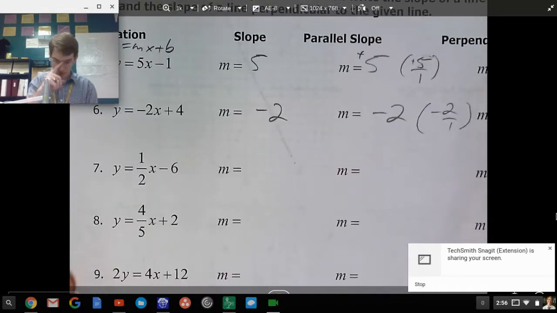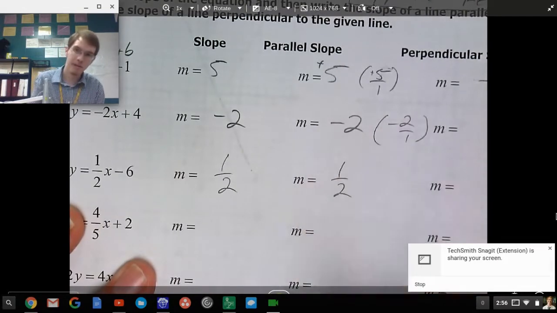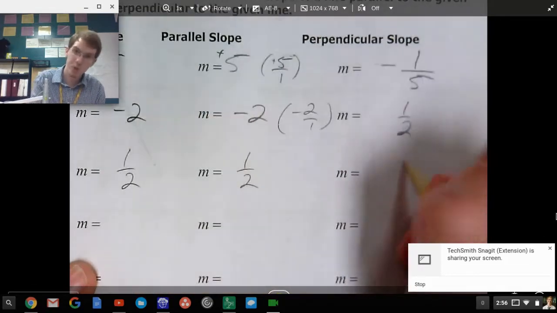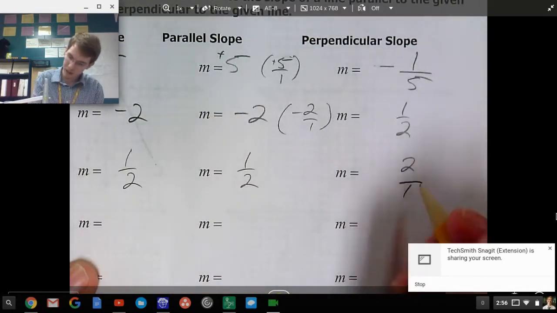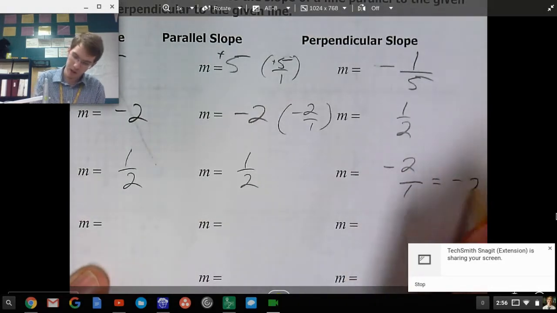Okay. Number 7, the slope is 1/2. So the parallel slope is also 1/2. For the perpendicular, take that fraction, flip it over, 2 over 1. Change it from positive to negative. So negative 2 over 1 or just negative 2.